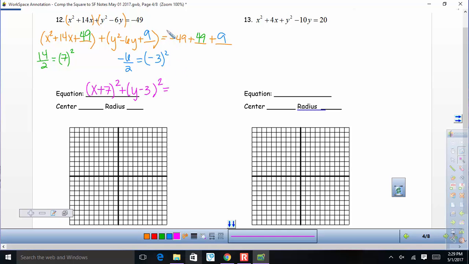Then to get my r squared, I'm going to take this right here, negative 49 plus 49 plus 9, add it together, and that gives us 9. Very good.